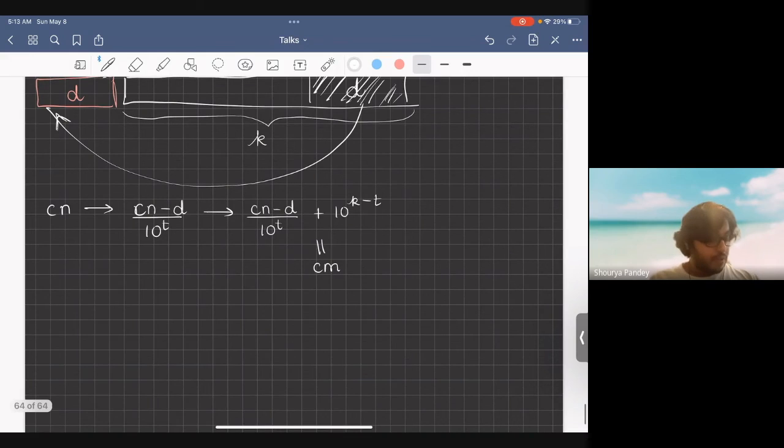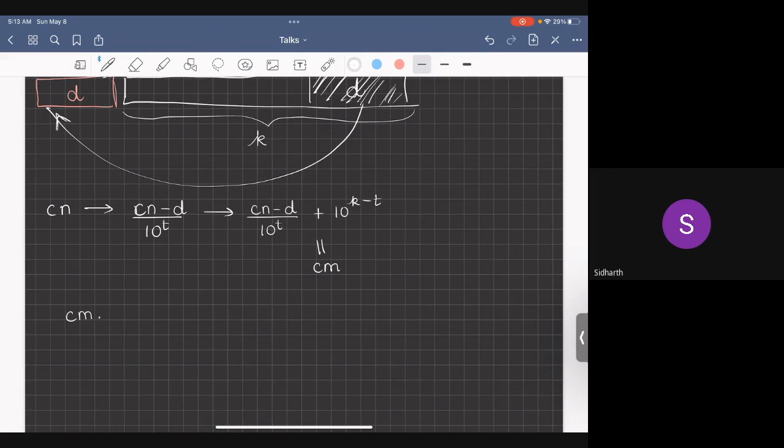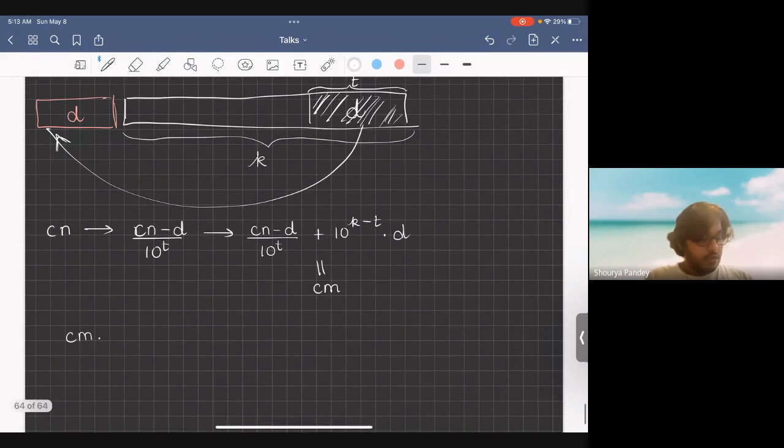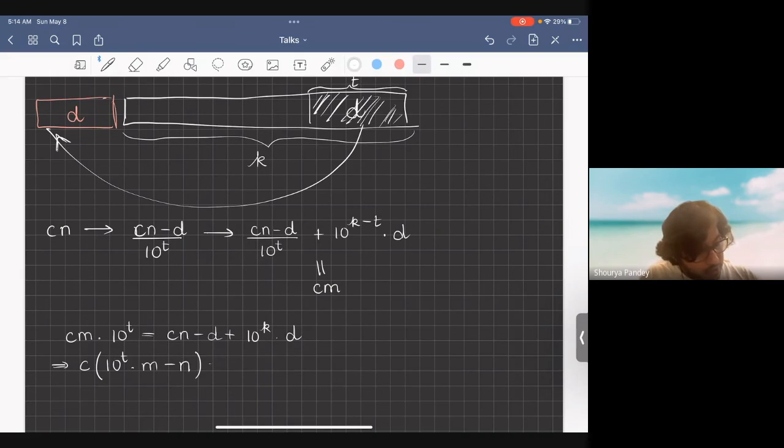Now I can simplify this as C m, the k minus t into d, times t. So now C m times 10 to the t is C n minus d plus 10 to the k times d, which implies that C times 10 to the t times m minus n is equal to C d.